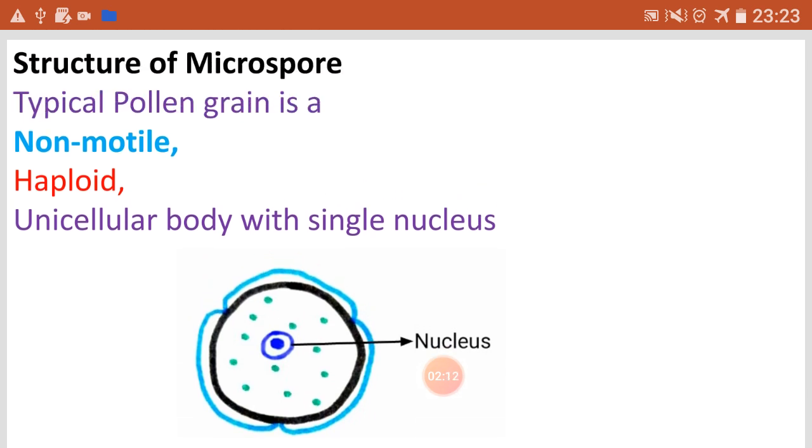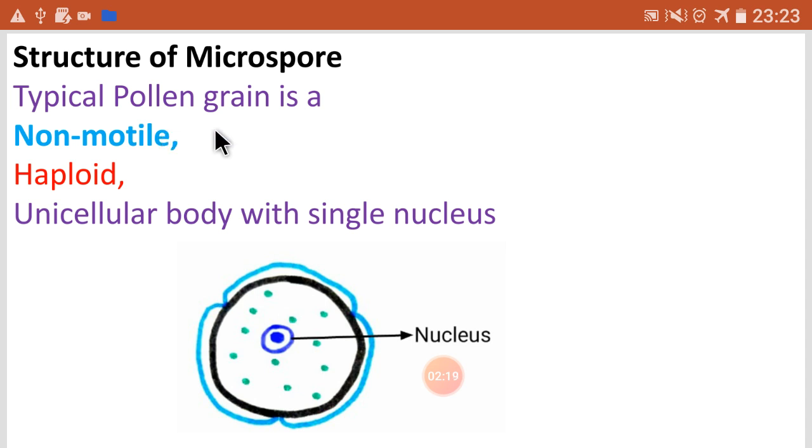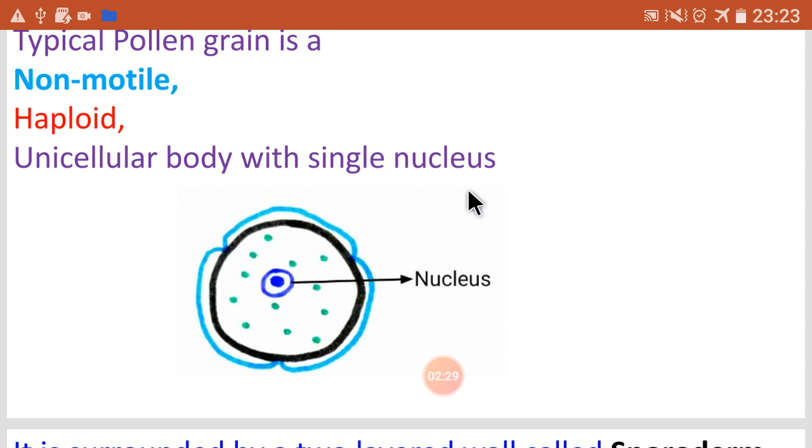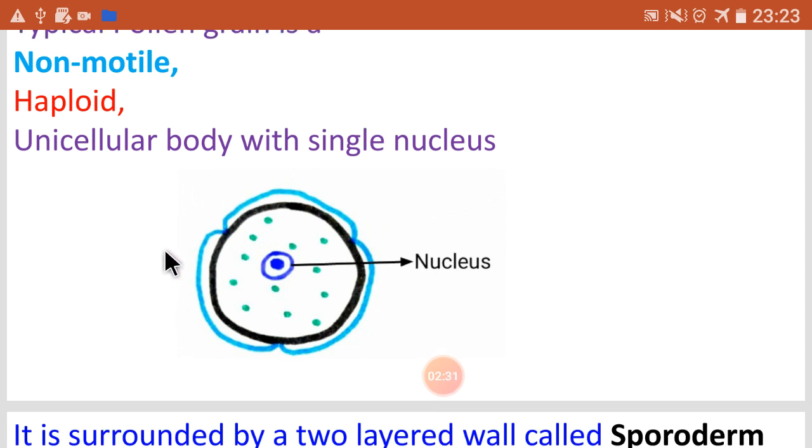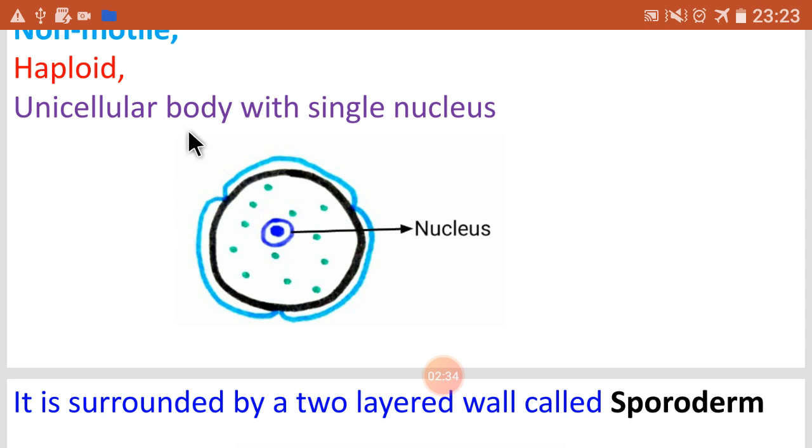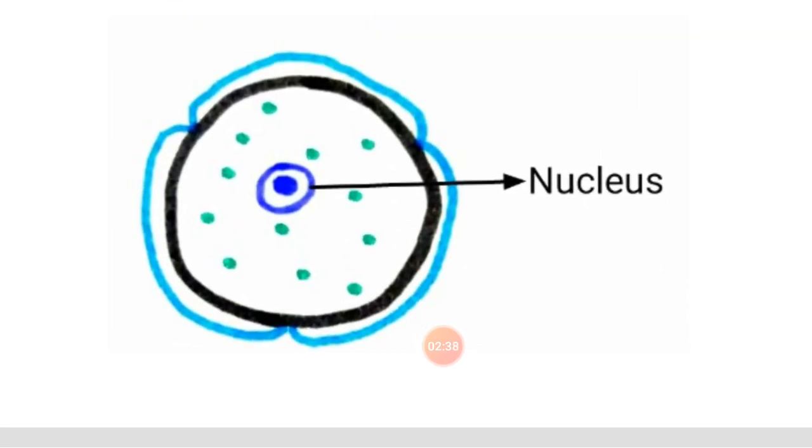Structure of microspore: typically a pollen grain is a non-motile structure, it cannot move. It is haploid in number, meaning it has half the number of chromosomes, and it is a unicellular body with a single nucleus. This is a typical pollen grain. You can see the structure here. In this structure there is a single nucleus and there are two protective layers.